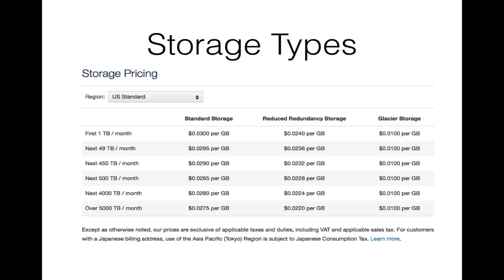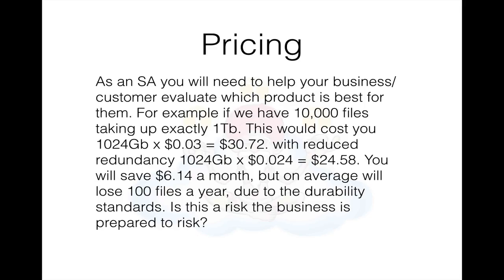So if we have a look at the way Amazon do their pricing, there's 3 different storage types. So we've got our standard storage for S3, we've got our reduced redundancy storage, and then we've got our Glacier storage. And this is just the US standard pricing from that US standard region. And if you're in a different region, you can go to their pricing website and just drop down that drop-down box and change it to the region that you're based in.